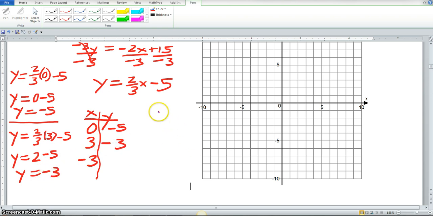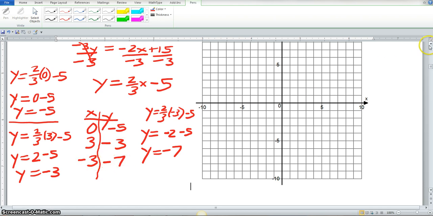Now we will go to our third substitution, and I'll write this over here. So we will still take the same equation, y equals 2/3 x minus 5, but this time we're going to substitute in negative 3 for x. So we will have y is equal to, these 3's will simplify out, a positive 2 times a negative will give us negative 2 minus 5. So y will be negative 7. So these are our ordered pairs. We have 0, negative 5, 3, negative 3, and also negative 3, negative 7.